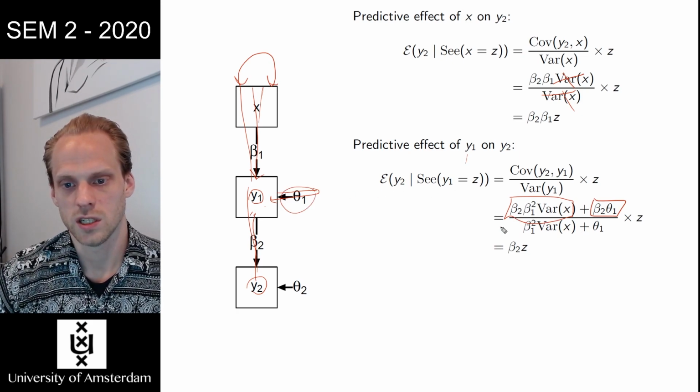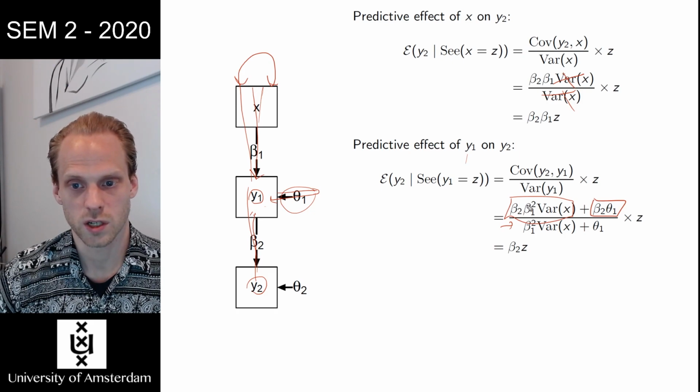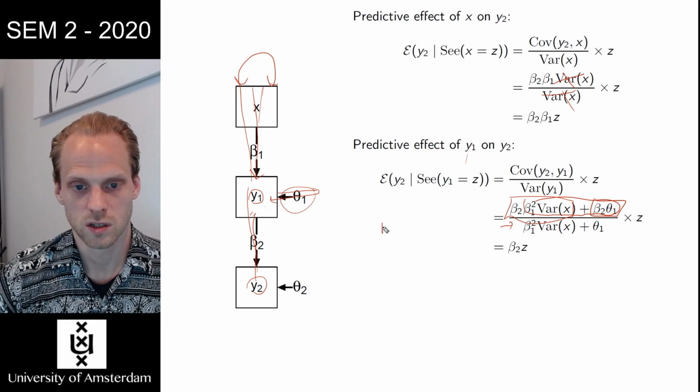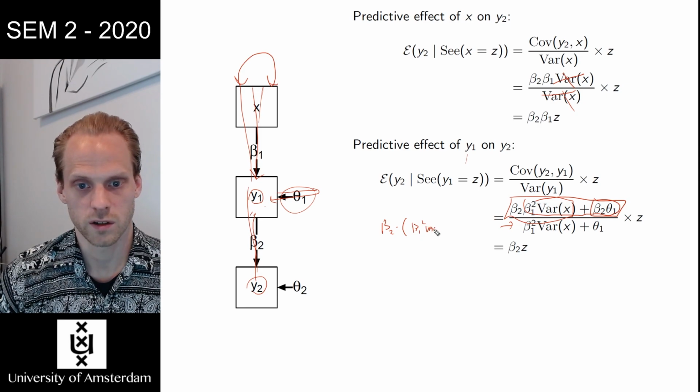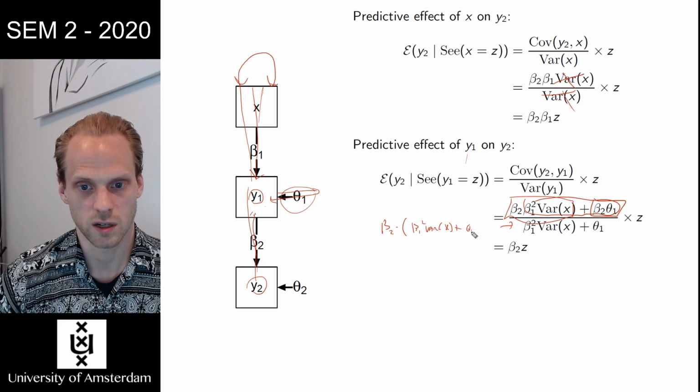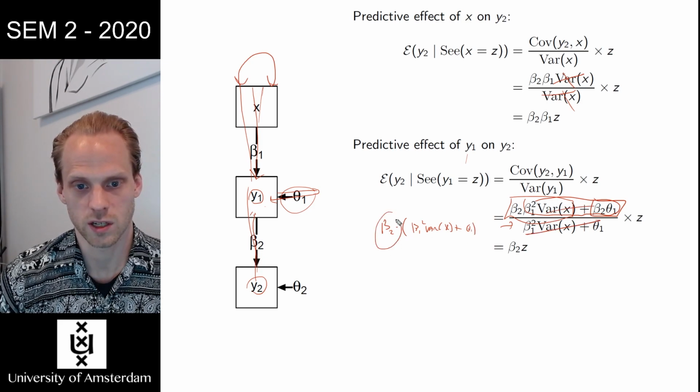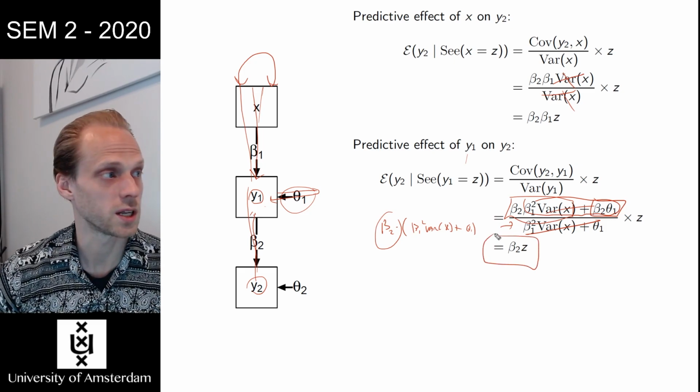So now we can see here that this says beta 2 times beta 1. Well, this is the same thing, right? So this is just beta 2 times beta 1 squared variance of x plus theta 1. Right, and that cancels out. So that cancels out there. So then we're just left with beta 2. So we have beta 2 times z.